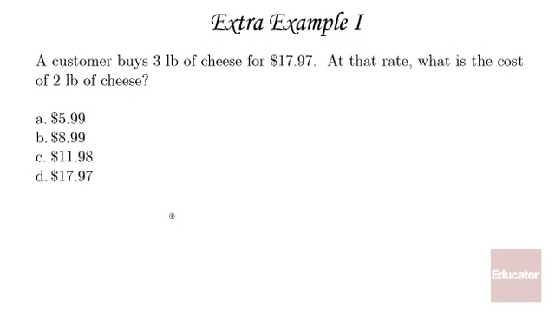A customer buys a 3-pound cheese for $17.97. At that rate, what is the cost of a 2-pound cheese? Well, here we're estimating, probably would be our best choice, 3 pounds for about $18. So let's see which answers definitely don't make sense. So if I do 18 divided by 3, that's about 6 for 1 pound.